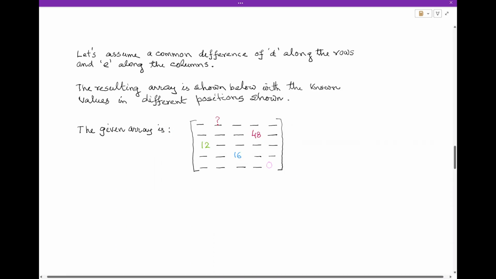Let us assume a common difference of D along the rows and E along the columns. The resulting array is shown below with the known values in different positions shown. The given array is this, and we are going to show the new array in the next.